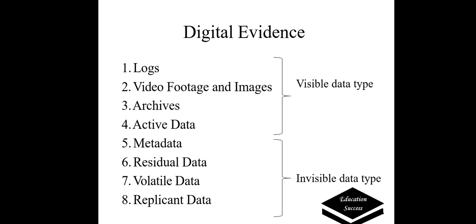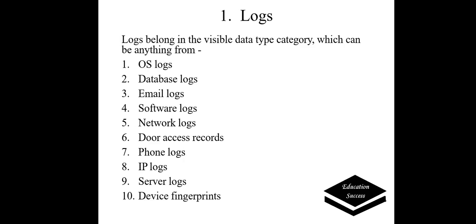They can be logs, video footage and images, archives, active data, metadata, residual data, volatile data and replicant data. The first 4 types of digital evidence can be considered as a visible data type and the later 4 as an invisible data type. We will see one by one. First one is the log.